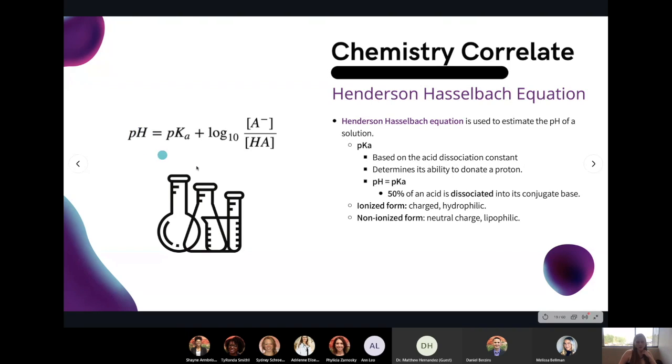The Henderson-Hasselbalch equation, which you can see here, is used to estimate the pH of a solution. pKa is based on the acid dissociation constant, which determines its ability to donate a proton. In a solution, the pH equals the pKa when 50% of the acid is dissociated into its conjugate base. A hydrogen atom is also called a proton when discussing acid-base. The ionized form has a charge and thus is hydrophilic. The non-ionized form has a neutral charge and thus is lipophilic. And we're going to go into a little bit more here about why that is important.